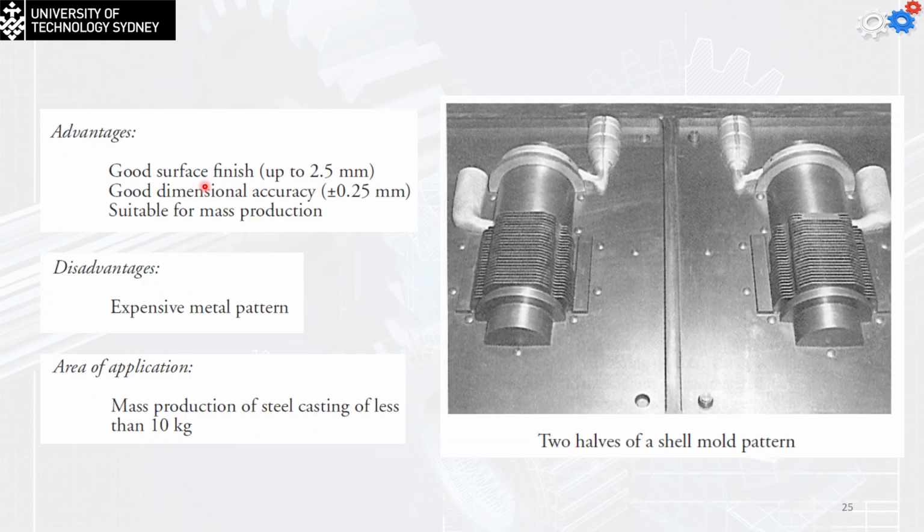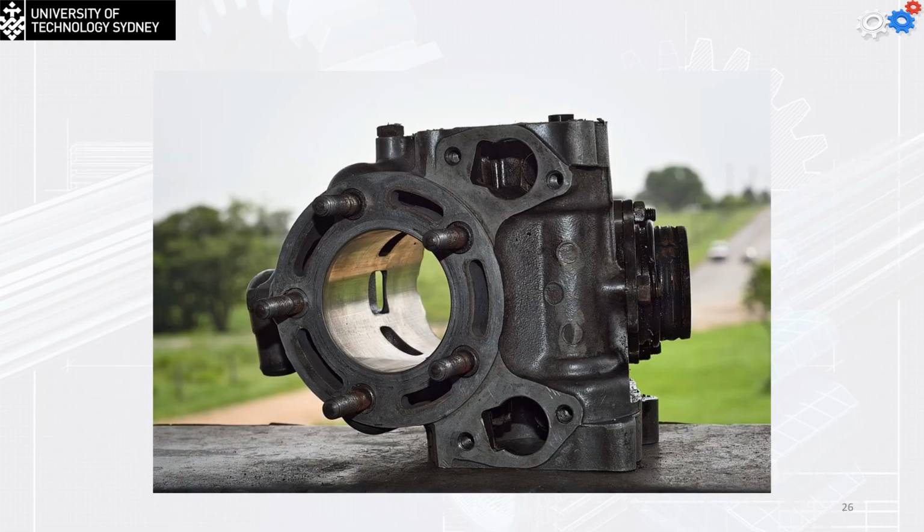So we said it's going to give you a good surface finish, good dimensional accuracy, suitable for mass production, but it's an expensive metal pattern. That's its disadvantage. Area of application is the mass production of steel castings which have less than 10 kilograms in mass. Maybe this can be an example for one of the products.